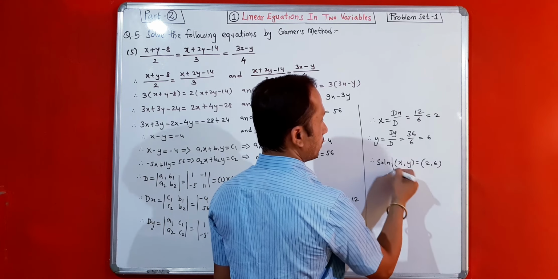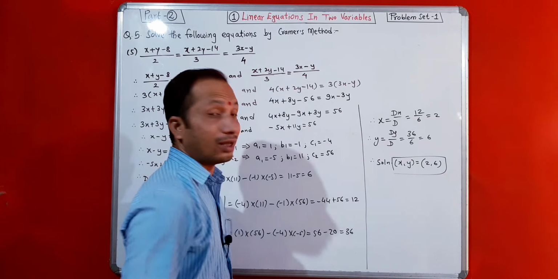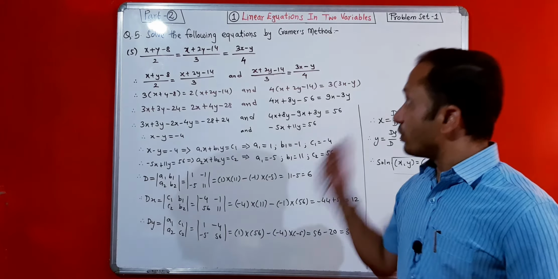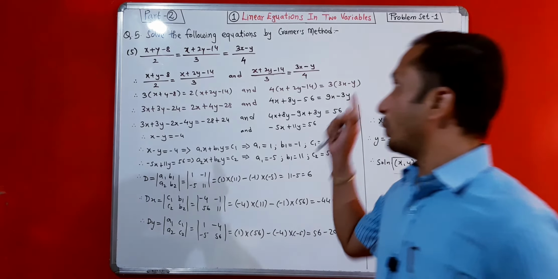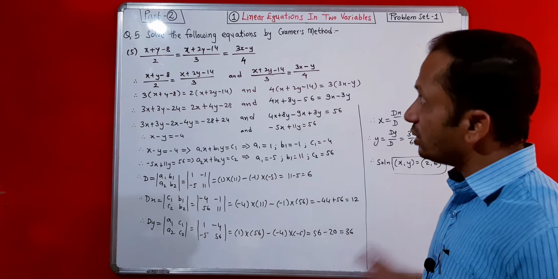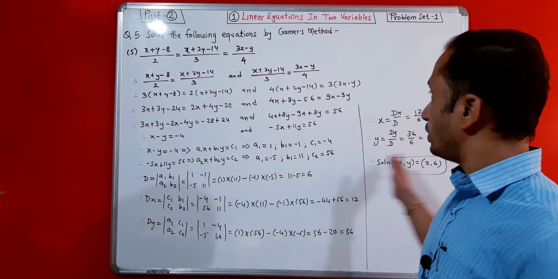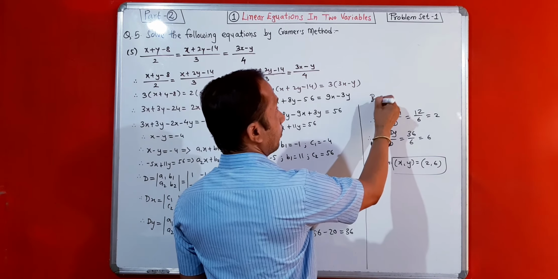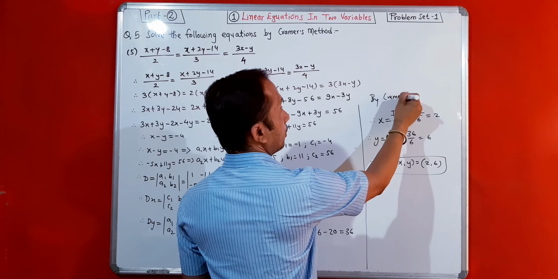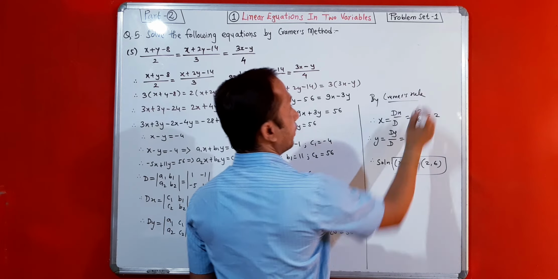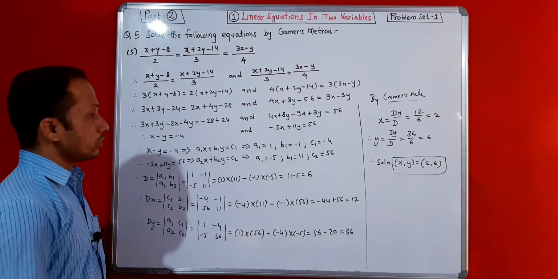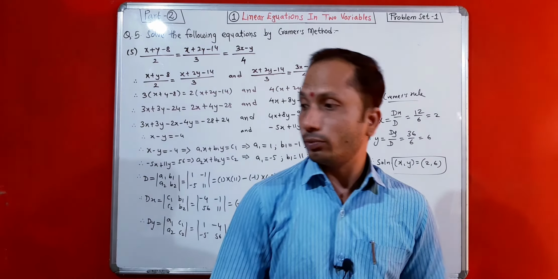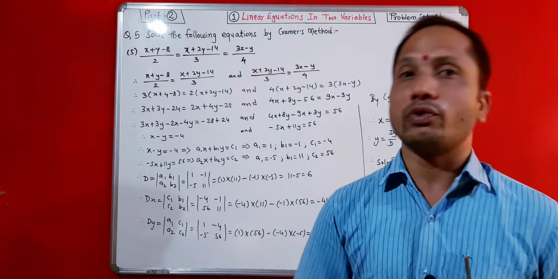Okay, this is the final solution, and this is the last problem from question number 5, by Cramer's method. First you do all these things, and then finally use this, and here don't forget to write by Cramer's rule. Cramer's rule, you write in the particular way. So finally you get this solution, and now we are going to solve question number 6.